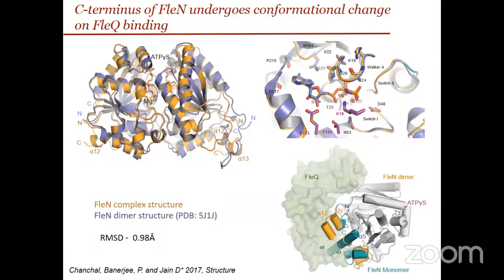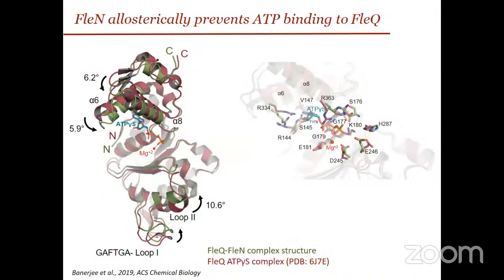Then we compared the FLEQ structure in the complex with the earlier determined structure from our lab. And again here, the complex structure is shown in green. They were both labeled as complex by mistake. This is FLEQ ATP-gamma complex, but this is the FLEQ-FLEN complex. So this is correct. The earlier determined structure is in red and the current structure is in green. We see drastic conformational changes in this case. FLEN doesn't show conformational change, but FLEQ does.